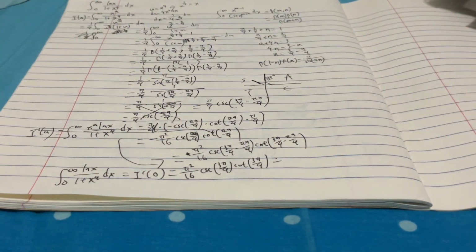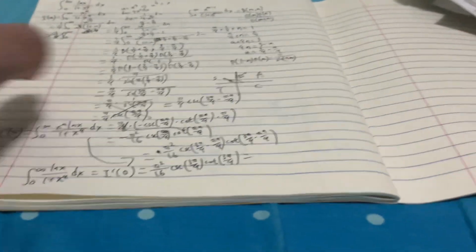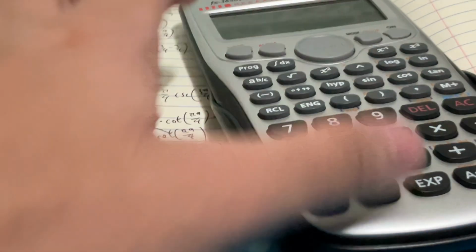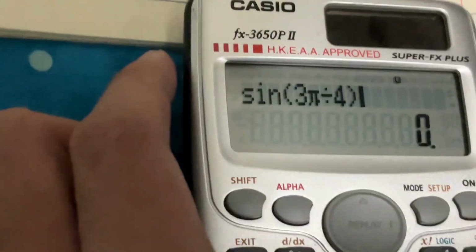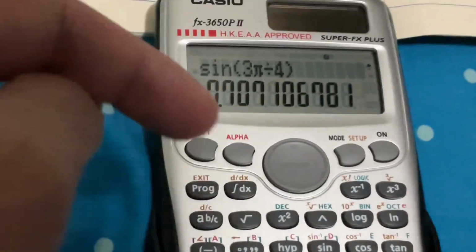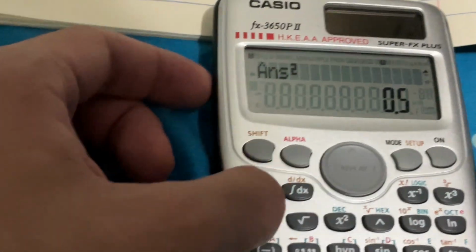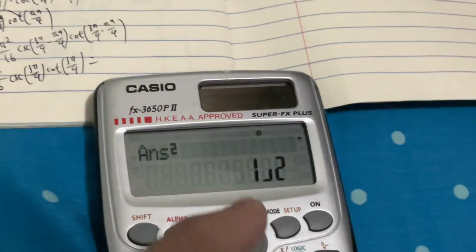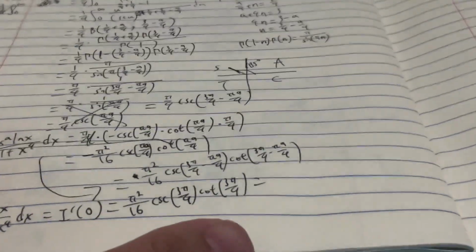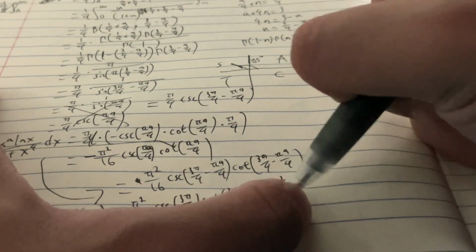And here, we don't need to do something stupid that wastes your time. Just use your calculator. You can just change it to radian mode. What is sine of 3 pi/4? You can get this disgusting value. Don't worry, square this and you can get 1/2, so sine of 3 pi/4 is equal to 1 over square root of 2. But this is cosecant, which is the reciprocal, so this is just multiplied by root 2.